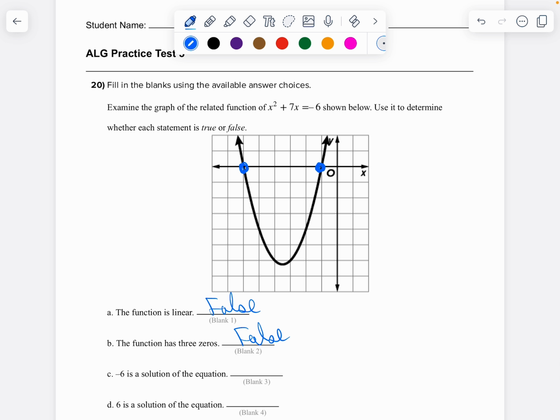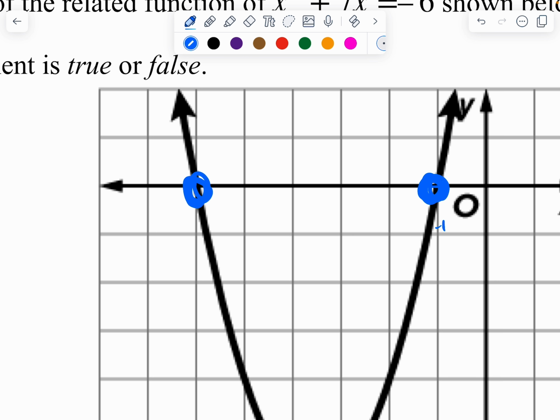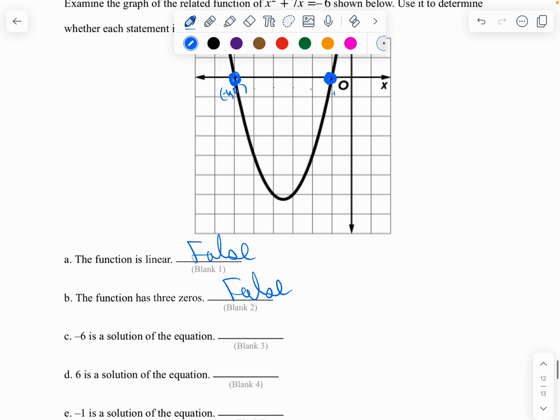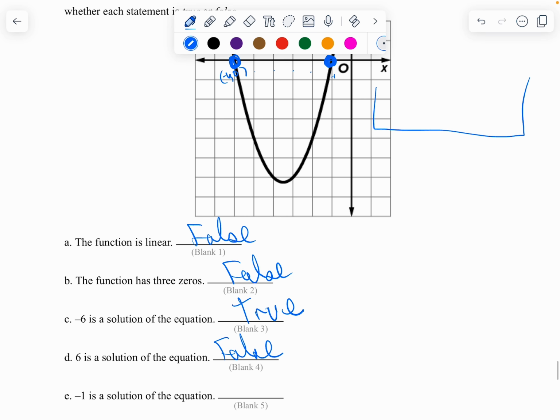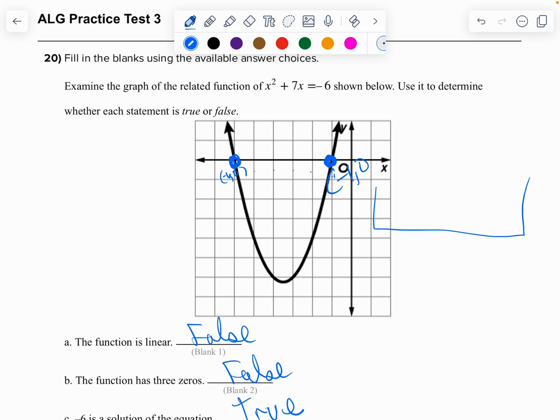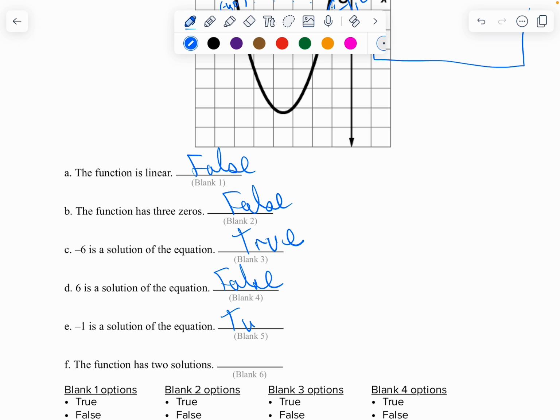Negative 6 is a solution of the equation. Well, this is negative 1, 2, 3, 4, 5. So negative 6, 0 is a solution. So this is true. 6 is a solution of the... No, there's nothing over here. So that's not true. Negative 1 is a solution of the... Yes, sorry. Negative 1, 0. Yes, true. And the function has 2 solutions. True. Okay.